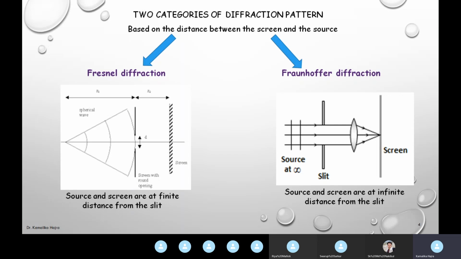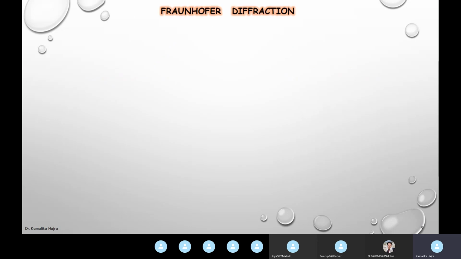So the essence of Fraunhofer diffraction lies in the fact that both the incident rays and the diffracted rays are sets of parallel rays, which is only possible if the source is at infinite distance from the slit and the screen is at infinite distance from the slit. Alright, this is the basic difference between Fraunhofer diffraction and Fresnel diffraction. Now, we will study Fraunhofer diffraction first and then we'll go over to Fresnel diffraction.